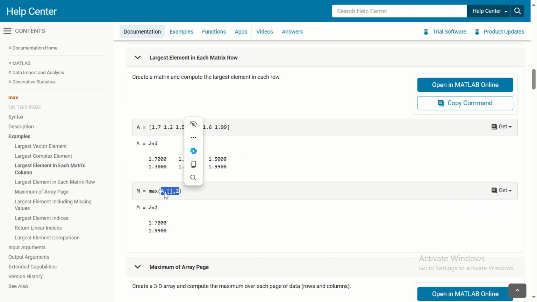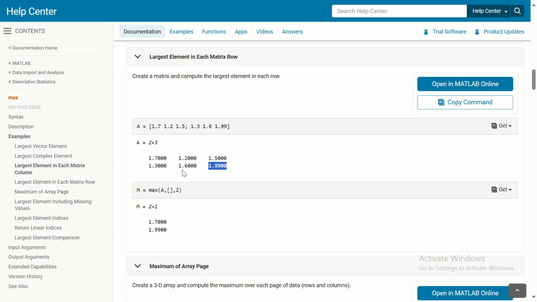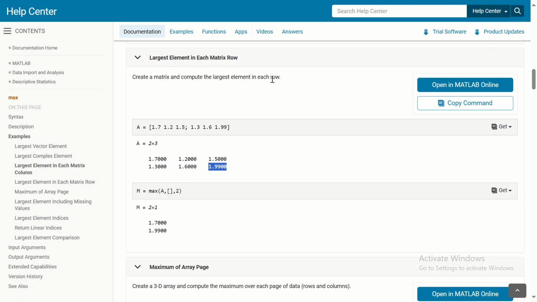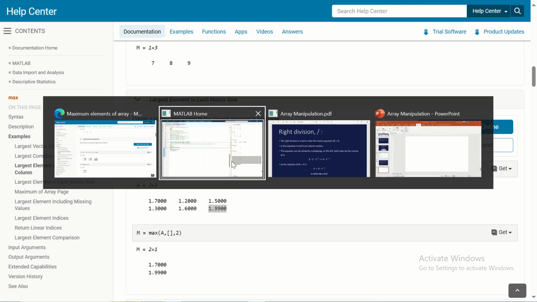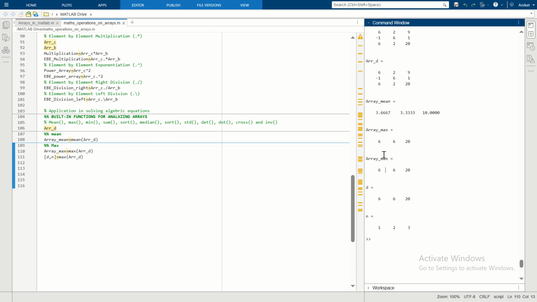Now if you want a maximum from A, and this is 2, 1, 1, 9, 9, so this is 2. So create a matrix and compute the largest element in each column. Okay, so let's go to this. This is giving us column wise 6, 1, 6, 6, and this is also okay. So this is moving column wise. If you want row wise, then we'll get like this. This is column.